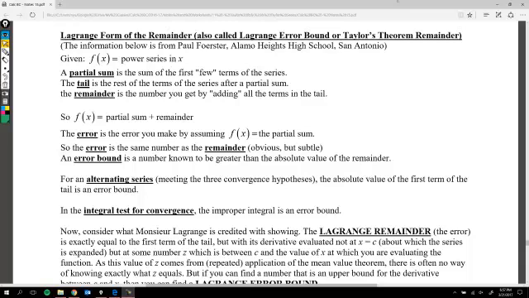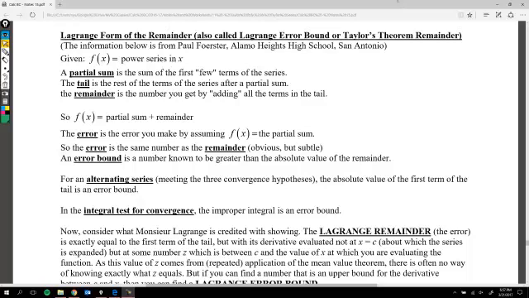Hi everyone, we are continuing with what we've been doing with Taylor polynomials and Taylor series, except we're moving on to error. And this is specifically what we call the Lagrange form of error. And so just a few vocabulary things first of all, just to get the main idea.